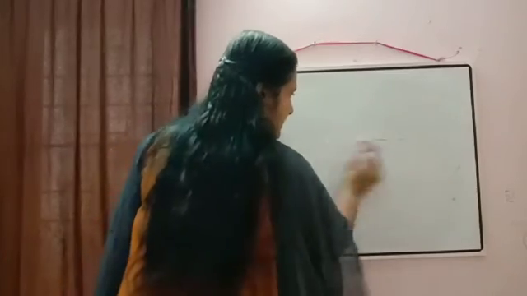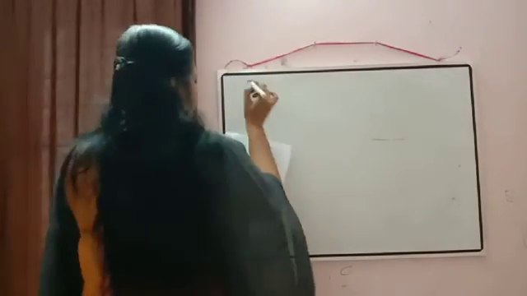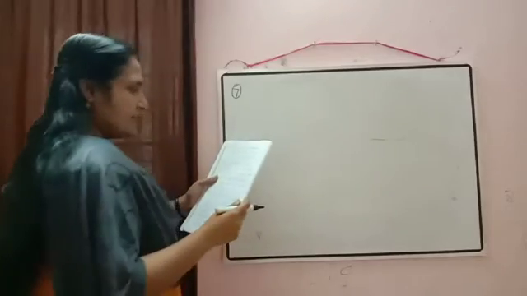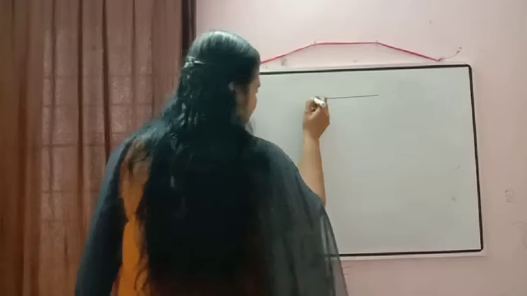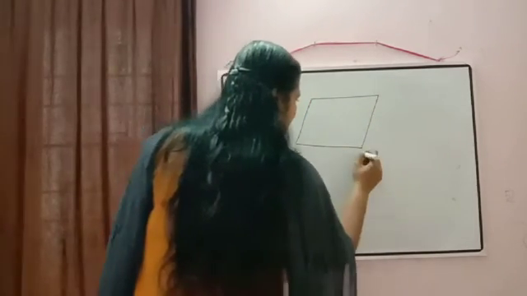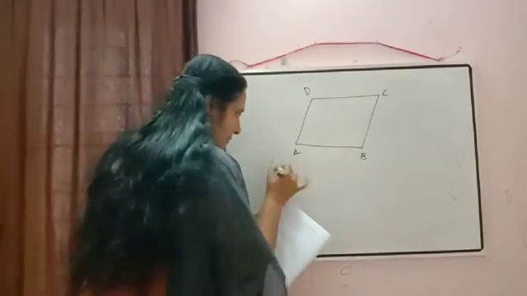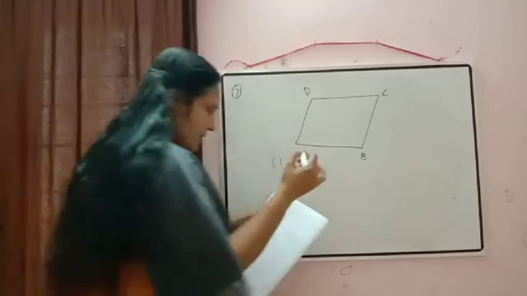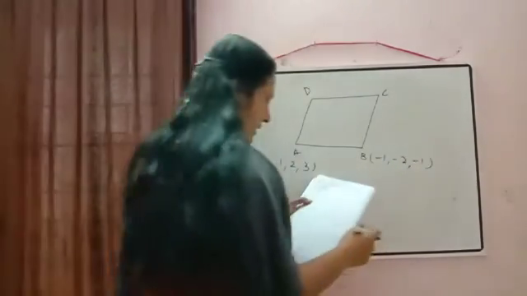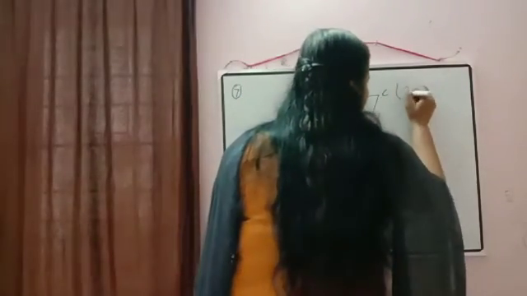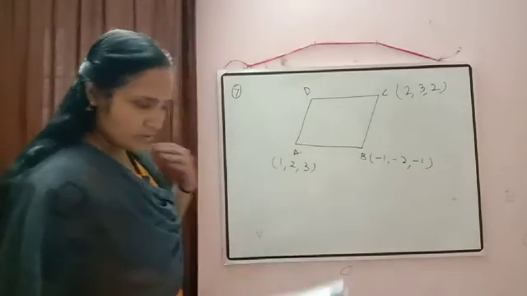In question number 7, it is written, three vertices of a parallelogram. So first we can draw a parallelogram ABCD with three vertices A (1, 2, 3), B (-1, -2, -1) and C is given (2, 3, 2). We have to find the fourth vertex there.